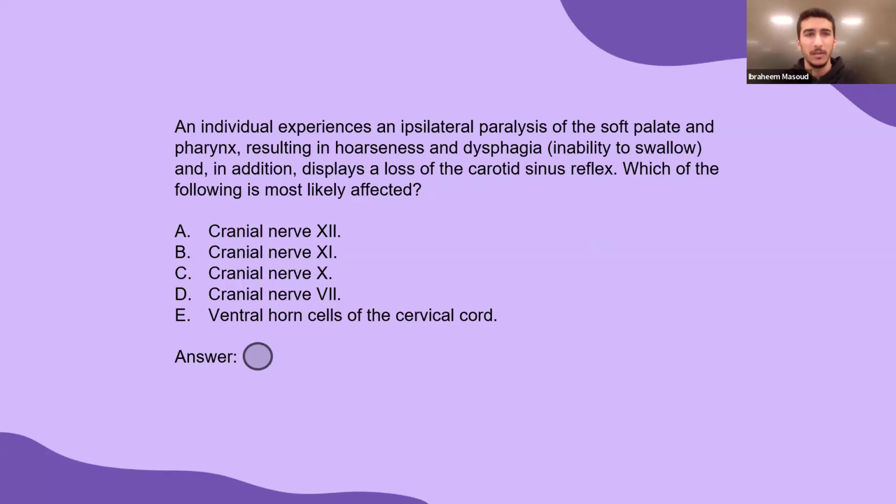MashaAllah. Perfect. The individual experiences ipsilateral paralysis of the soft palate and pharynx. He has hoarseness, dysphagia. Wow. And the carotid sinus reflex is lost. This is a giveaway, by the way. This question is a giveaway. Like once I said carotid sinus reflex, it's a giveaway.